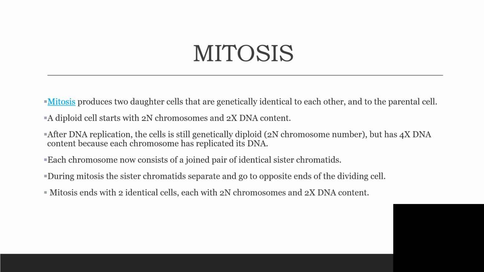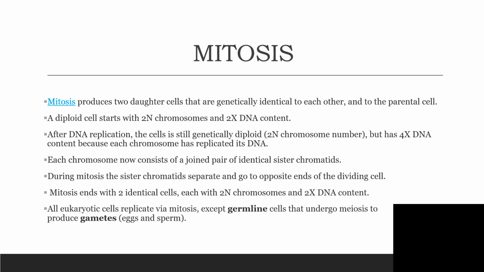Mitosis ends with 2 identical cells, each with 2N chromosomes and 2X DNA content. So all eukaryotic cells replicate via mitosis except the germline cells that undergo meiosis to produce gametes, that is eggs and sperm.